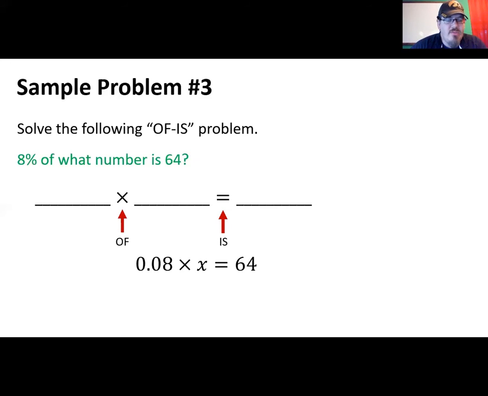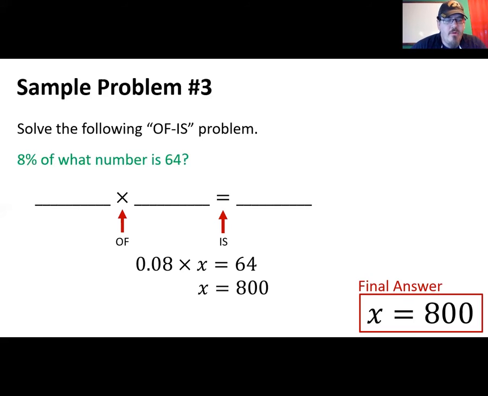This time we have to solve our little one-step equation. So we have to divide both sides by 0.08. And what we get when we find that solution is x equals 800. And so there's the number we were looking for. 8% of 800 is 64.